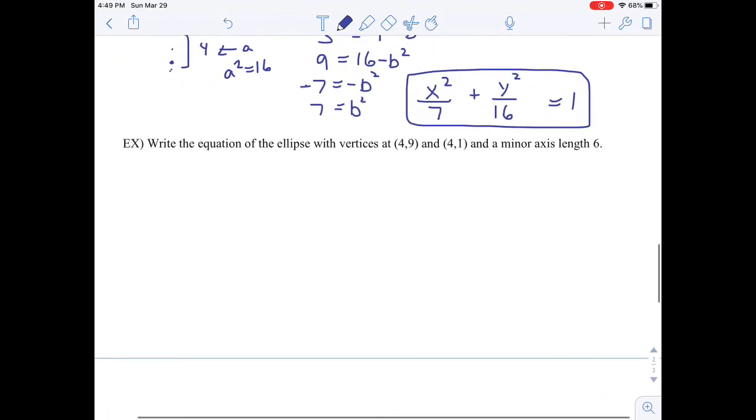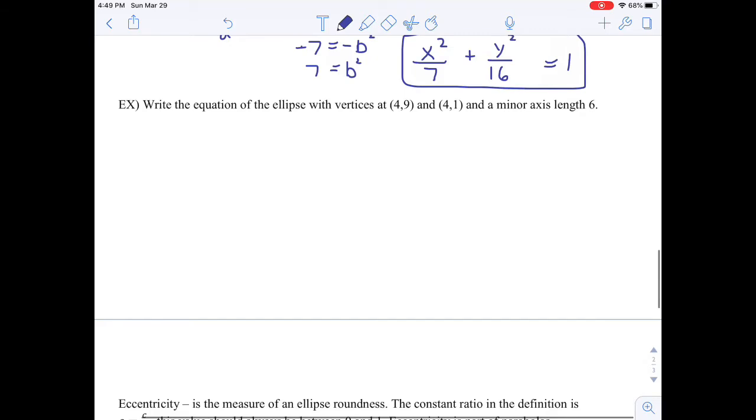Next one. Write the equation of the ellipse with vertices at (4, 9) and (4, 1). It has a minor axis length of 6. Okay, let's think about that. We have (4, 9) and (4, 1). Those are our vertices. The center of this shape would be the midpoint of that.